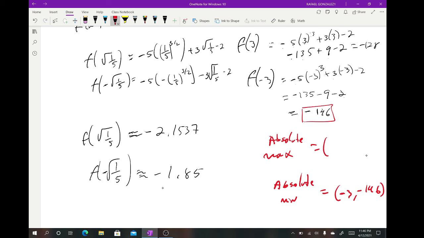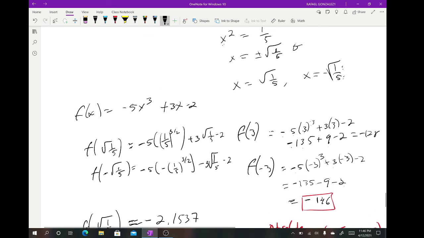So this is the point where the absolute minimum happens, and the absolute maximum happens at the highest number. Well, the highest number is actually negative 1.85 because it's closer to 0. So that's going to be negative radical 1 over 5 comma, and this is again approximately negative 1.85. So that's where the absolute maximum happens.